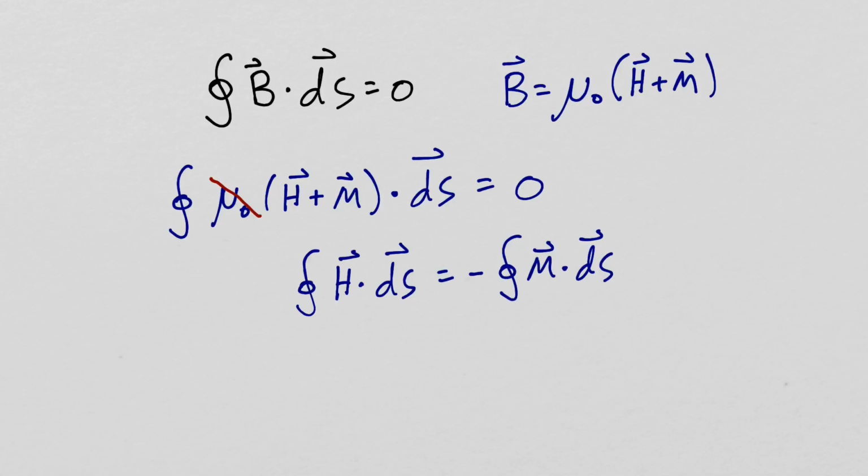So if we're in free space, so there's no magnetization, the integral around a closed surface of H dot dS is going to be 0. So let's look at the situation where we do have a material where the integral of H dot dS around a closed surface will not be 0.